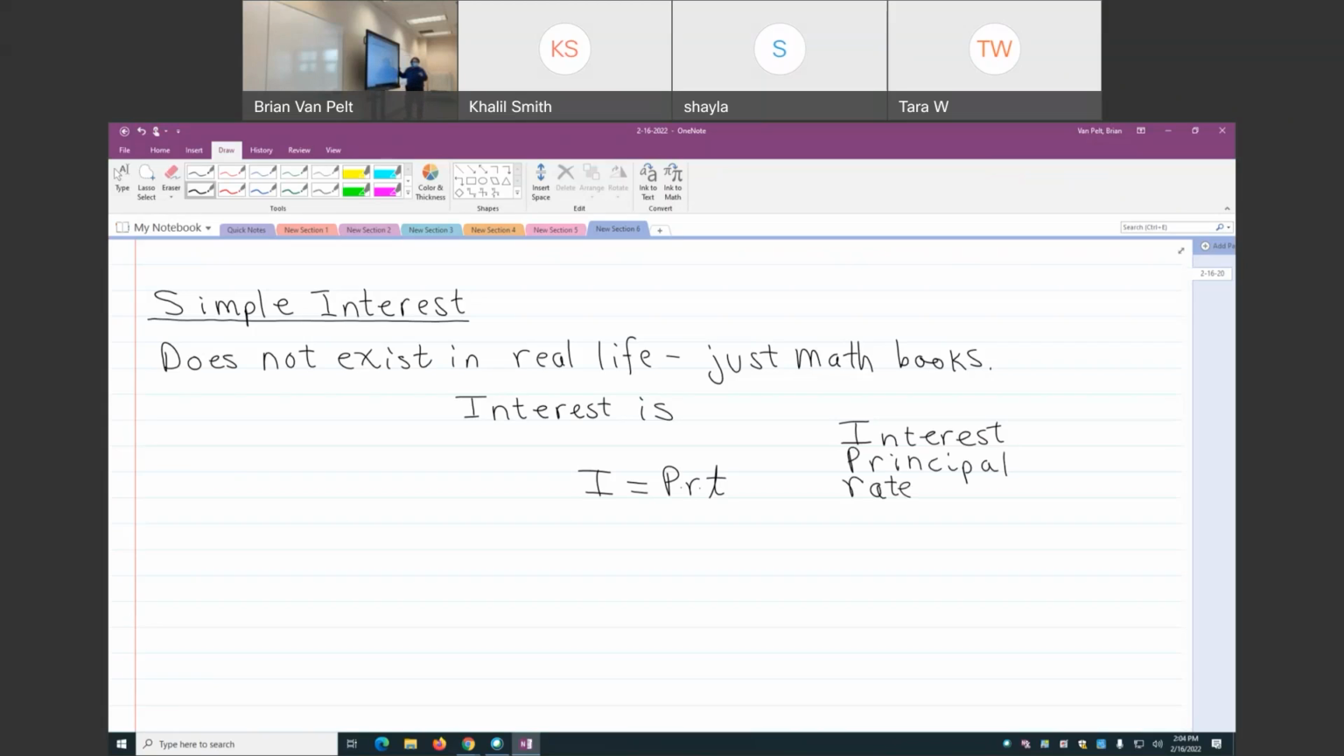Change that R to a decimal when you work with it. And then T is time in years. Rate as a decimal. That's the formula for the amount of interest that you earn on these things. I'm just gonna bring it up just because I saw the next couple of questions have problems like that.